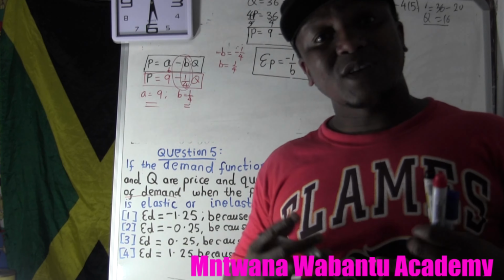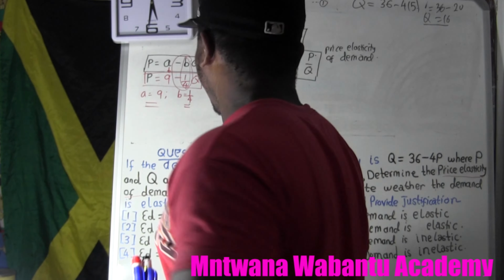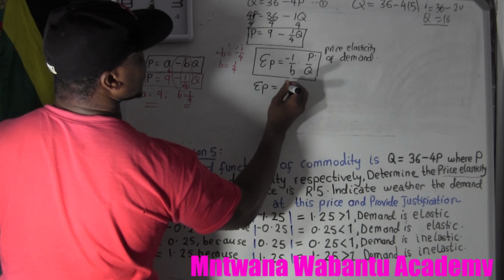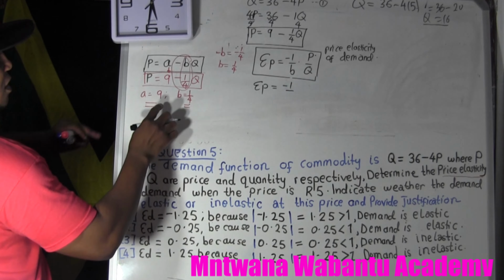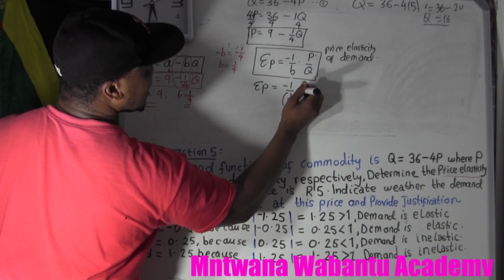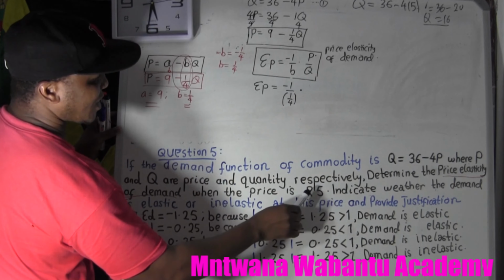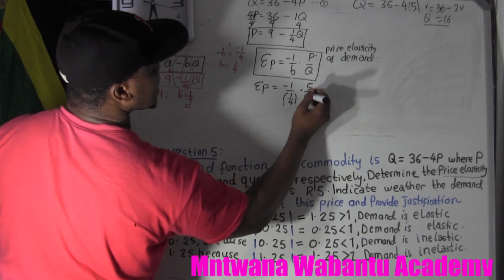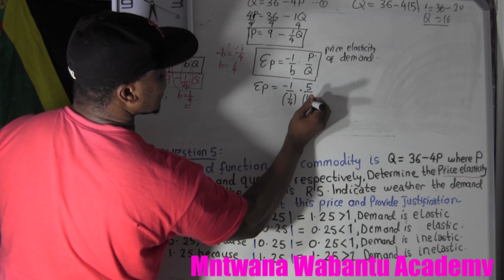So I have all the information, I have all the data, so I can plug it in. I'm going to say now price elasticity of demand equals negative 1 over B. What is B? B equals 1 over 4. So I can just plug in a bracket: 1 over 4 times price. What is the price? Price equals 5 over Q. What is Q? Q equals 16. So I can say this is over 1.